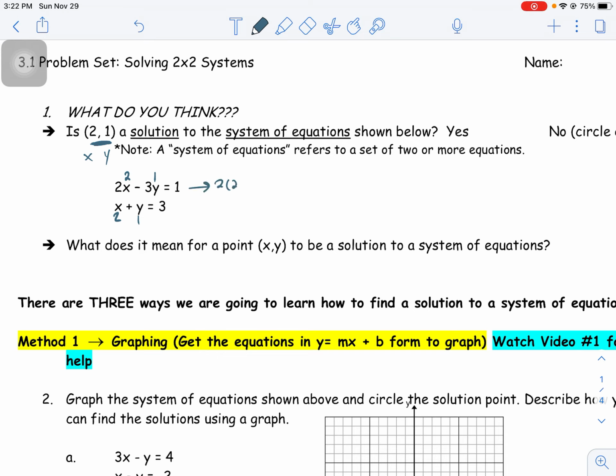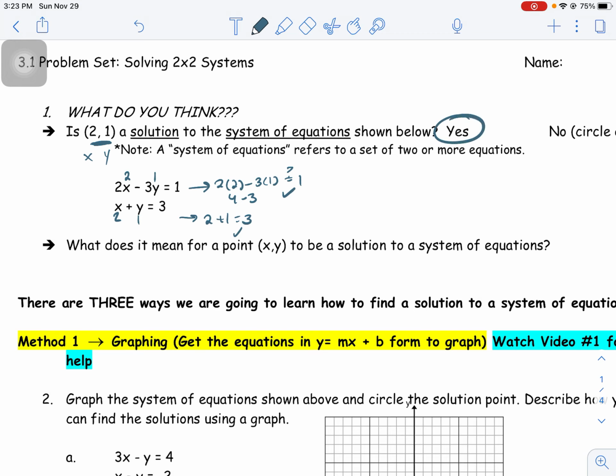That would give us 2 times 2 minus 3 times 1, which does that equal 1? That's the question. We have 4 minus 3, which it looks like it does. On the other side, we have 2 plus 1, which equals 3, and that also does. So in this case, (2, 1) is in fact a solution to this system.